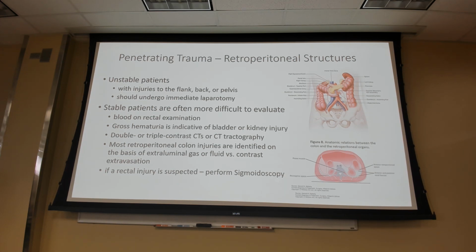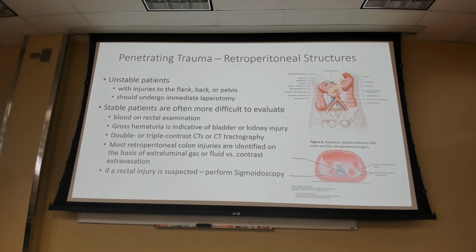So stable patients, these are the ones we have to do a rectal exam on. If we have any gross blood on rectal exam, great. A lot of times we don't, but we also have to rule out some sort of bladder or kidney injury when we're evaluating the pelvis and retroperitoneal spaces. They can also have colonic injuries. So, these are very complicated patients that we have to look at possibly CT scanning.